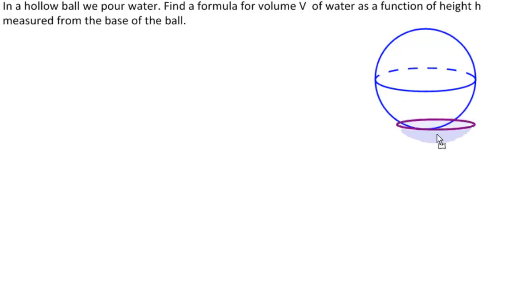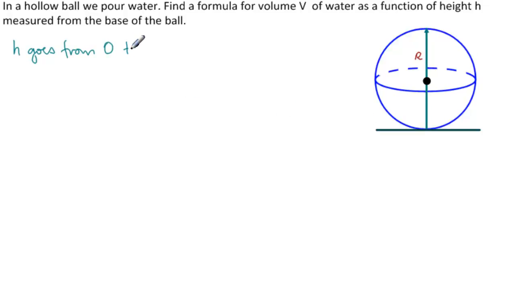So let's take our water out of there for now. And let's see what we mean by height H measured from the base of the ball. So let's put our base, this is our horizontal down here, and we're measuring up with our height. And let's put in the center of our ball. And of course, the radius is some kind of R here. So that's the radius. So this is 2R. So H goes from 0 down here at the bottom to 2R at the top.